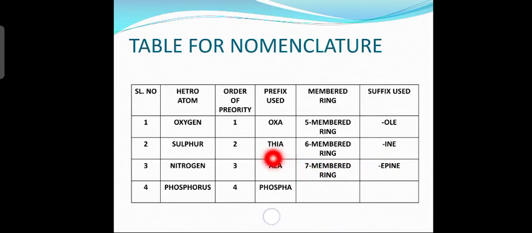Nitrogen is the third priority. The prefix used is aza. If it is a 7-membered ring, the suffix must be epine. Phosphorus is the fourth priority, and the prefix used is phospha.